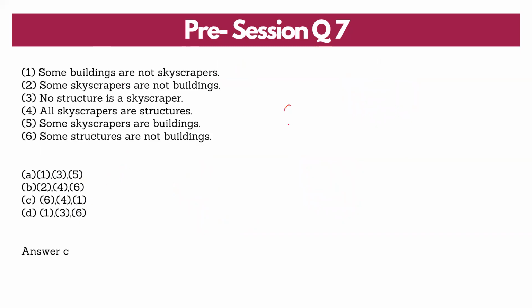Some buildings are not skyscrapers. I am taking it like this. For example, 3: no structure is skyscraper. No structure is skyscraper means structure will lie here. Structure can also lie here. That is also a possibility. 5: some skyscrapers are building. Now, if I have drawn the diagram like this, then you will say some skyscrapers are building is true. No, this is anyways wrong.